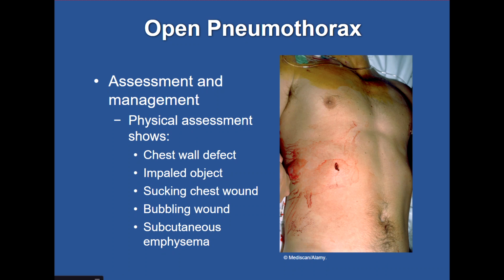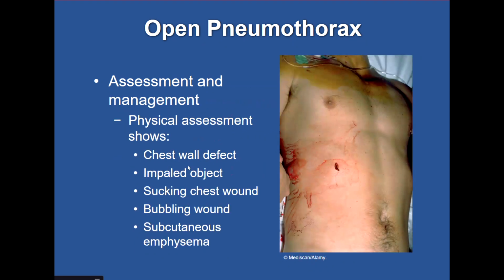You may also, obviously it's the hole here, there might be crepitus, the ribs around it might be fractured as well, and because there's that breach and air is rushing in, you might get air in the tissues here and you might have that subcutaneous emphysema. An obvious sign would be if there's an impaled object still sticking out from it.